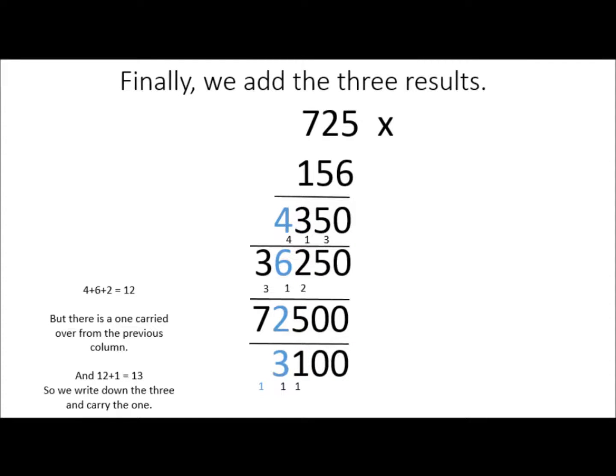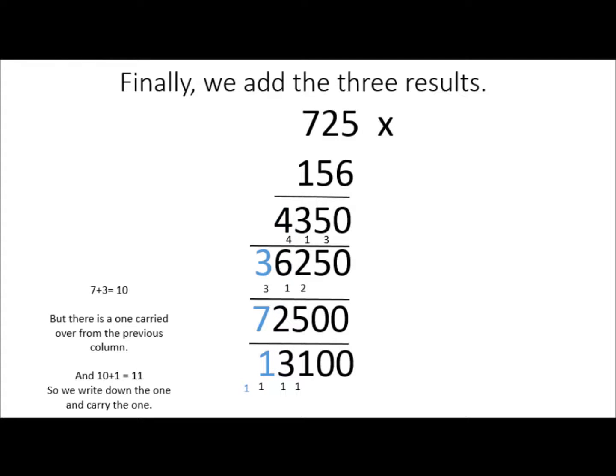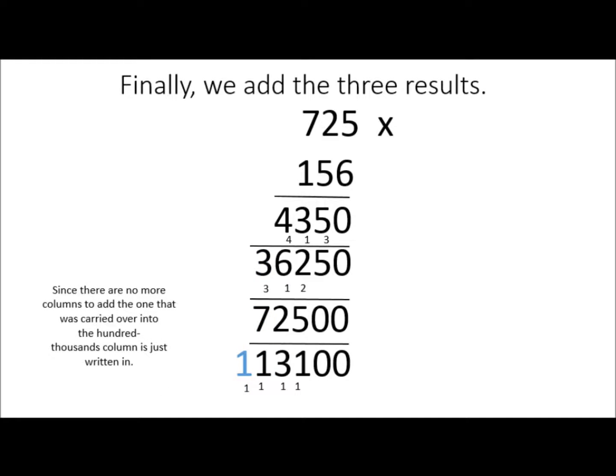4 plus 6 plus 2 is 12, but there is a 1 carried over from the previous column, and 12 plus 1 is 13, so we write down the 3 and carry the 1. 7 plus 3 is 10, but there is a 1 carried over from the previous column, and 10 plus 1 is 11, so we write down the 1 and carry the 1. Since there are no more columns to add, the 1 that was carried over into the hundred thousands column is just written in.